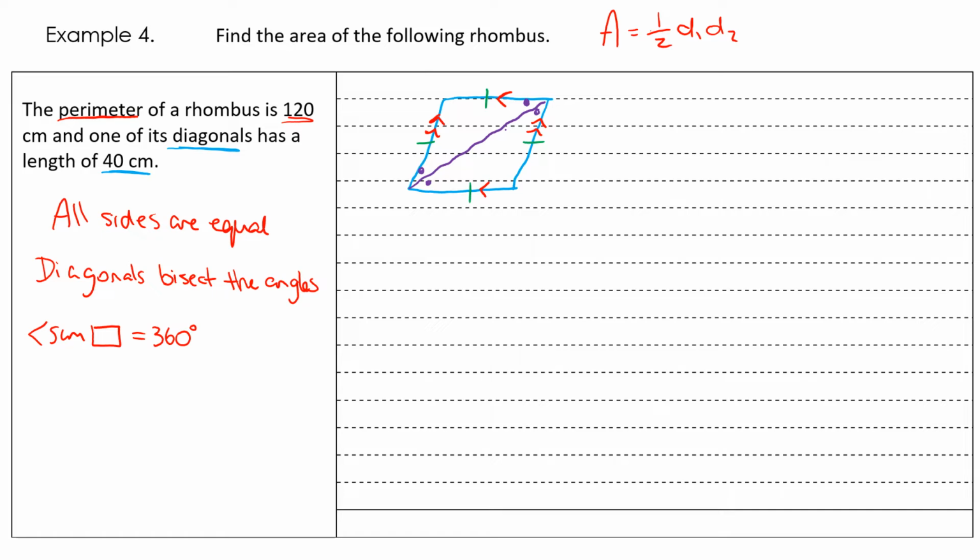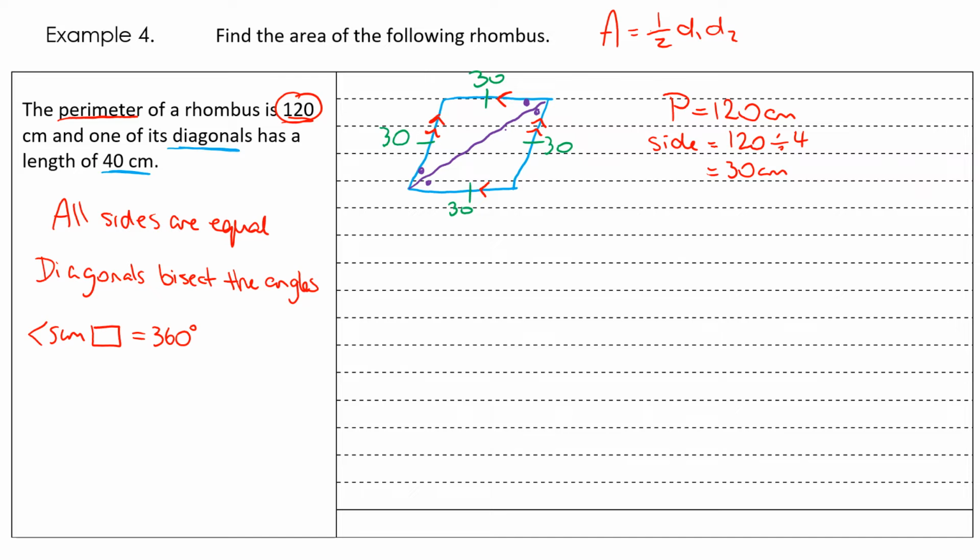So step 1, first, we've been given the perimeter is 120. If the perimeter equals 120 centimeters, we can use that to find one side length. So do 120 divided by 4. When we divide by 4, we'll get just one side equals 30 centimeters. So let's add that fun fact to our diagram. 30 centimeters per side.